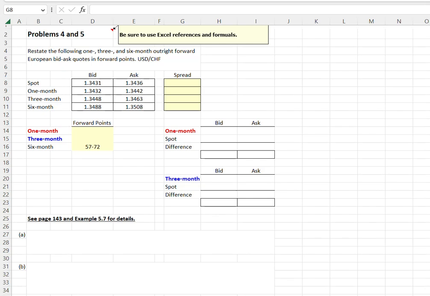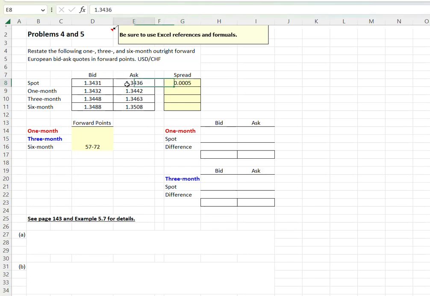In this video, we're going to walk through Chapter 5, Problems 4 and 5 related to bid-ask spread and also calculating forward point quotes for interbank swap market forward currency transactions. First, let's begin by calculating our bid-ask spreads. And our bid-ask spreads are simply the difference between our ask price and our bid price.